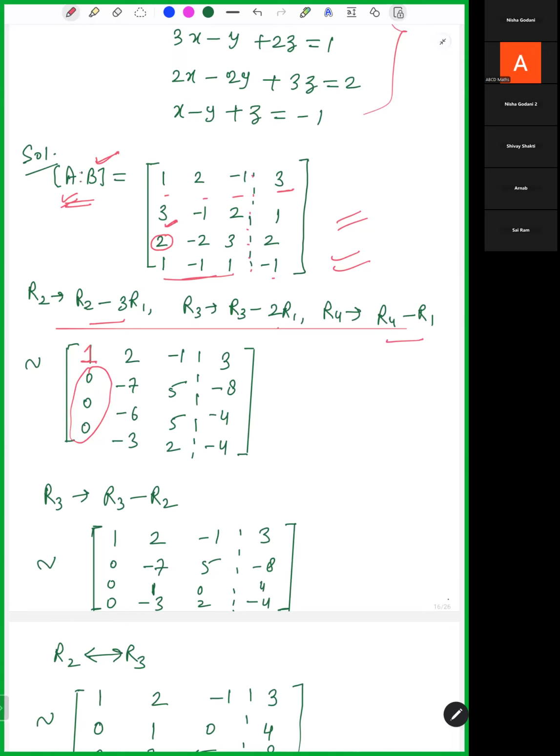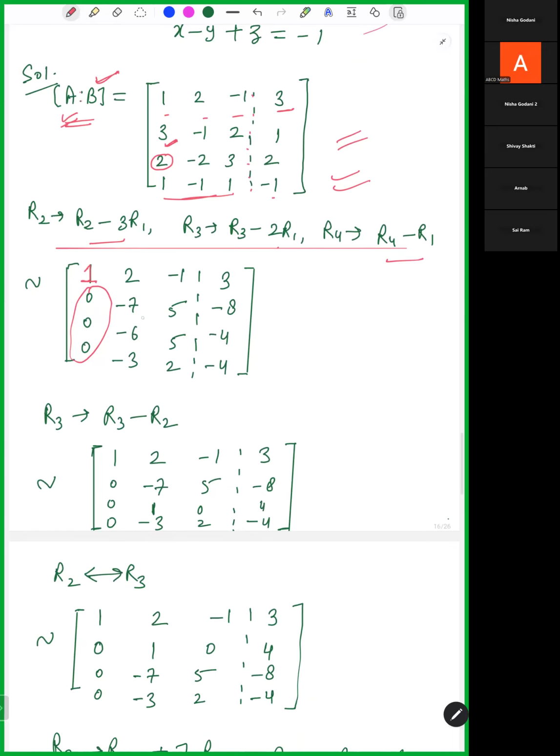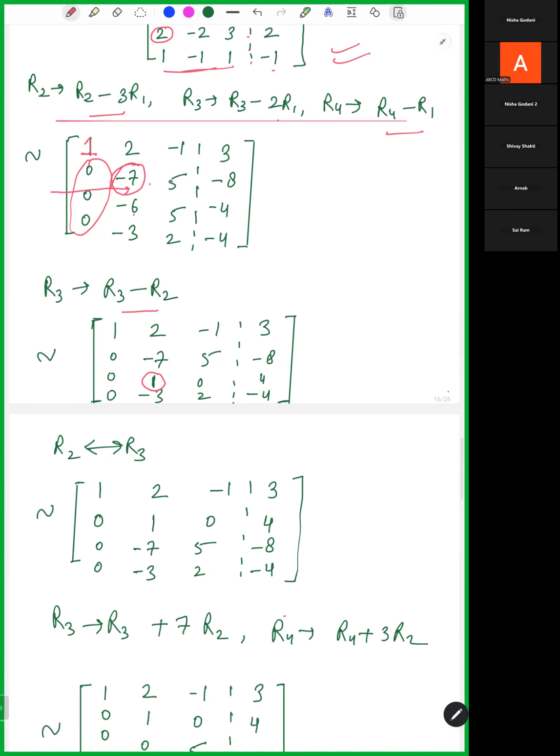Now you can see that when you move to the second row, you have minus 7 here and you want 1 here. So what I have done is apply the operation R3 minus R2. When you apply R3 minus R2, it will give you 1 here, but it is in R3. So now interchanging R2 and R3, you will get 1 here. So why am I getting 1 here?